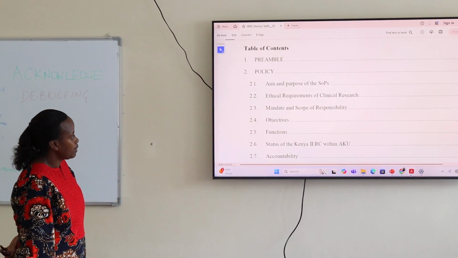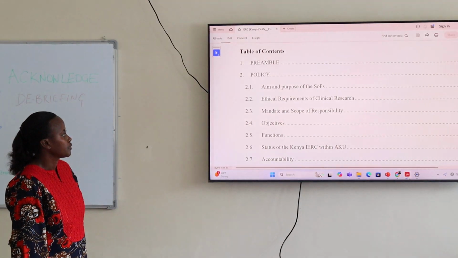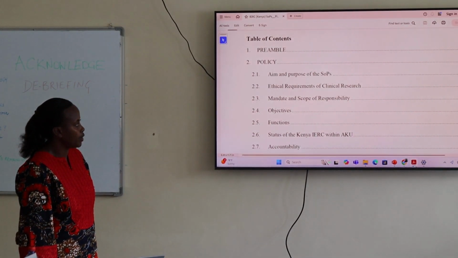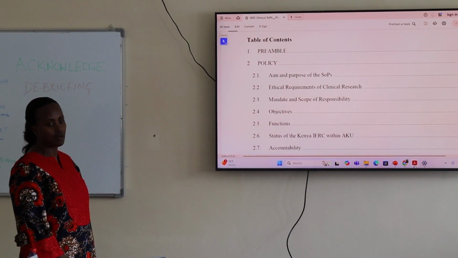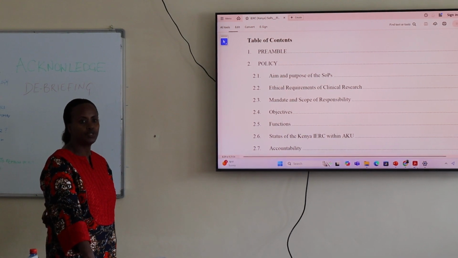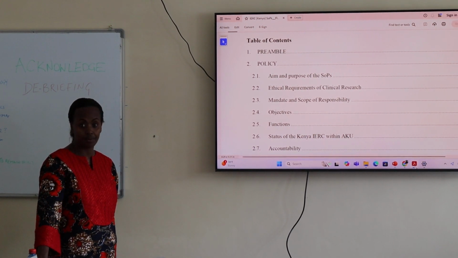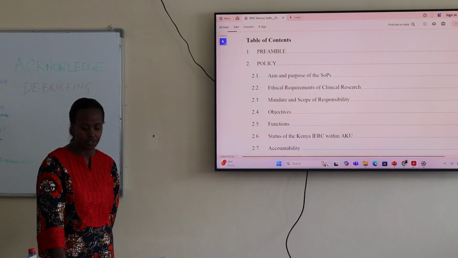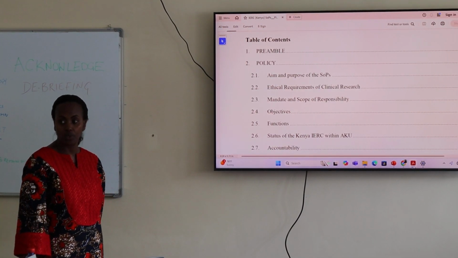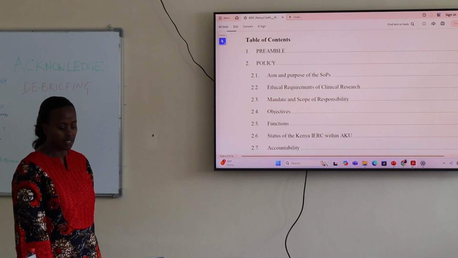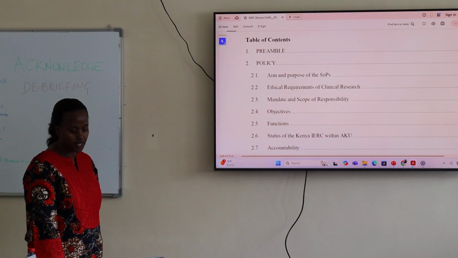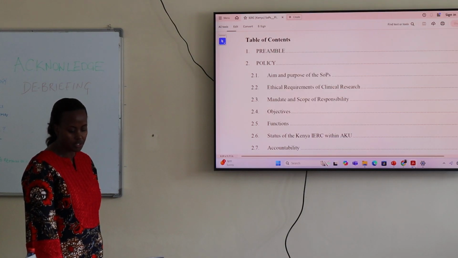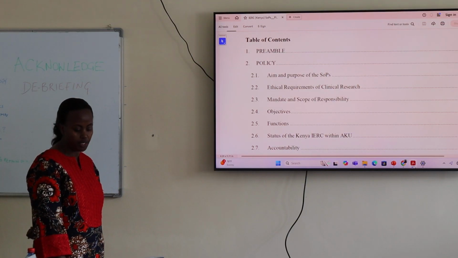So you start with the purpose of the SOPs, then they have ethical requirements of clinical research. They flag that out because we have what we call low risk, medium risk, and high risk studies. And clinical trials and clinical research is seen as leading towards high risk. So they wanted to have a specific section on that. Then the scope of the responsibility, objectives, functions, the status of the Kenya UC within AKU. This is from Kenya University.